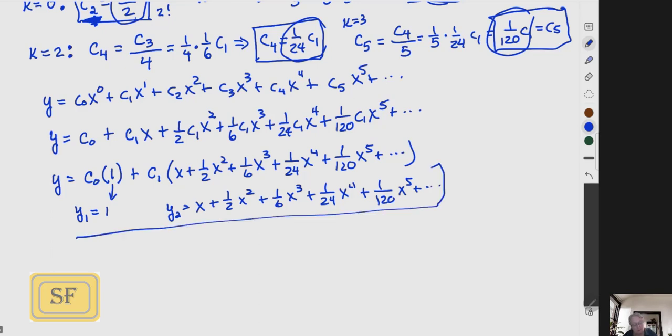So this is what we were asked for, two solutions, and it was implied linearly independent solutions to the differential equation. So that's question number 3.